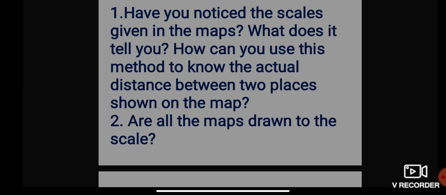I repeat, not all maps are drawn to scale. The use of scale in maps depends on the purpose of the map. When a map is not drawn to scale, it is written "map not to scale" on the map. Instead of the scale, such maps are called sketch maps. I hope now you are clear.